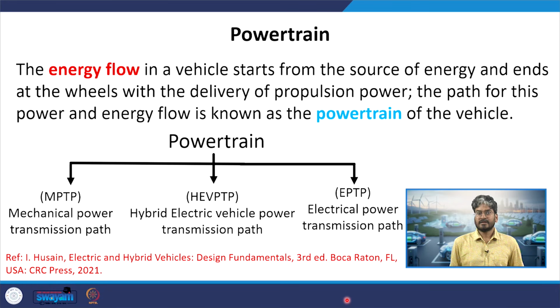The powertrain is the term used to denote the energy flow path in a vehicle, which starts from your source of energy, that is our battery, and ends at the wheels which drive the vehicle. This path is called the powertrain of the vehicle. Based on the configuration of how this powertrain is designed, we have different types of options. First is the mechanical power transmission path, where the powertrain is based on your IC engine, the conventional vehicles. Then we have the hybrid electric vehicle powertrain, where we have both the options, and the last one is the fully electric vehicle, or electrical power transmission path.